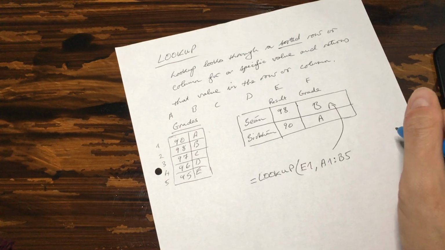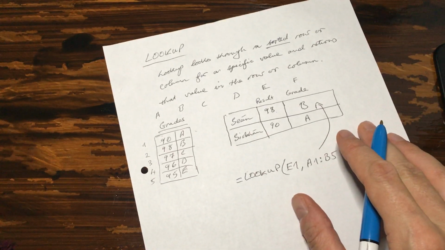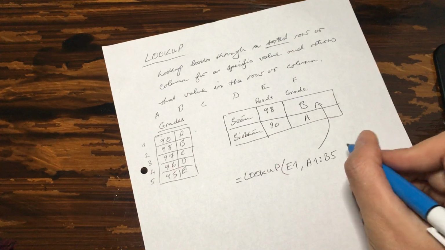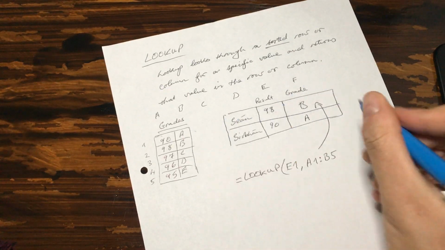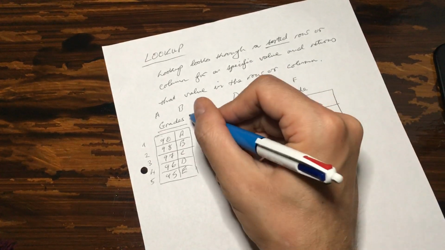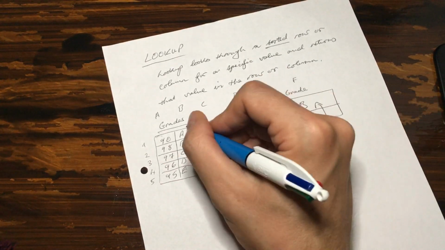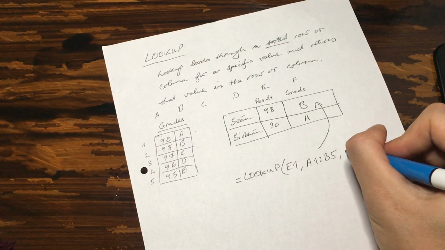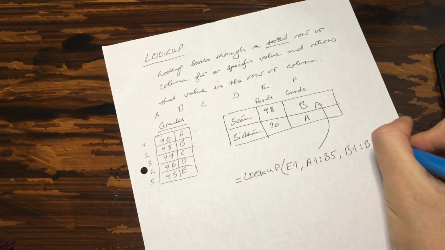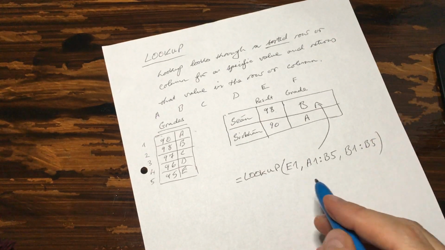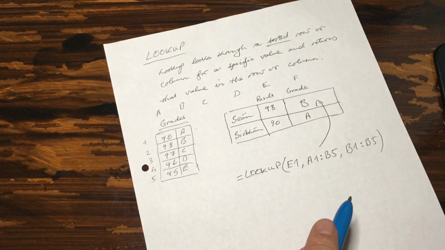Okay, and then what I want it to give me back, I want it to give me the result range. So the result range would be this one, right? So I want it to return to me B1 to B5, okay? So from B1 to B5. And that's how lookup works.